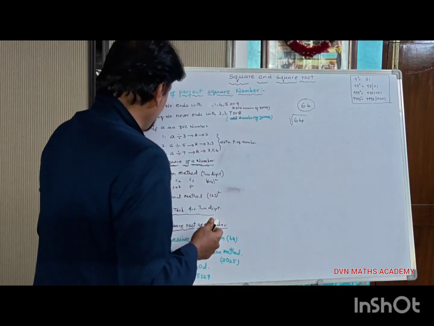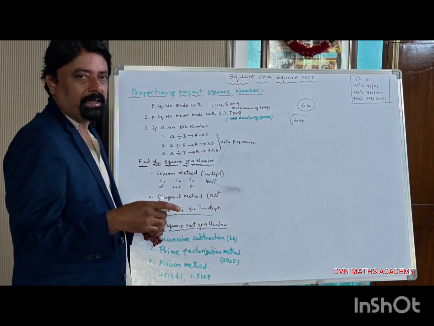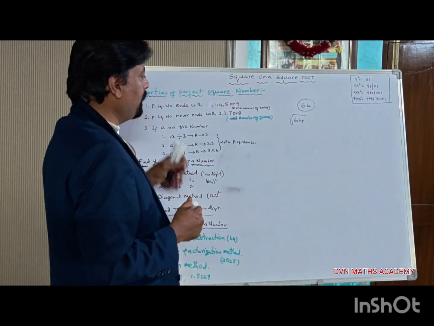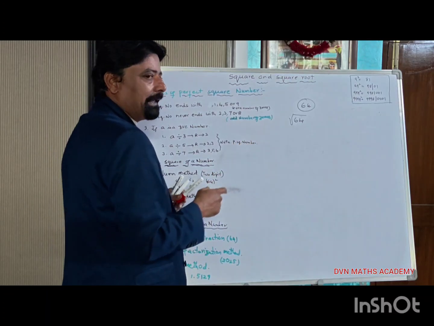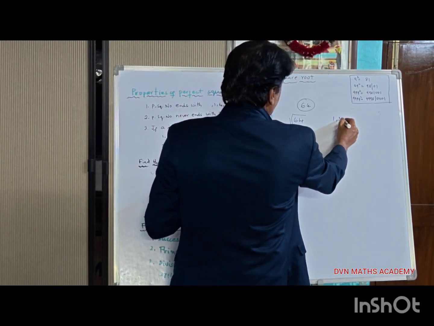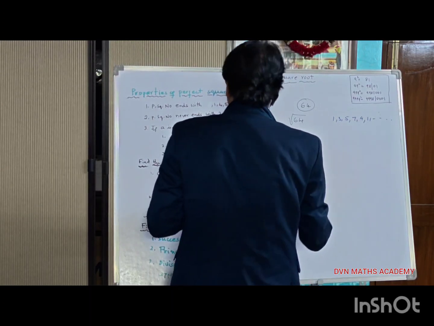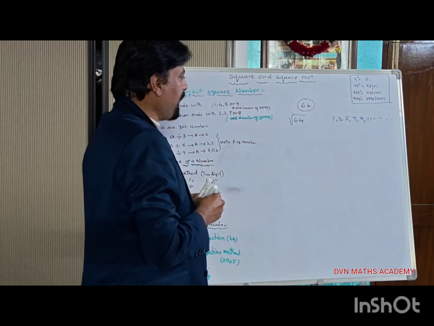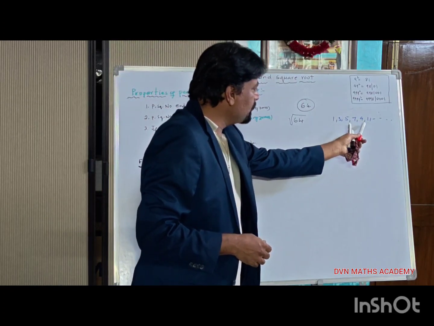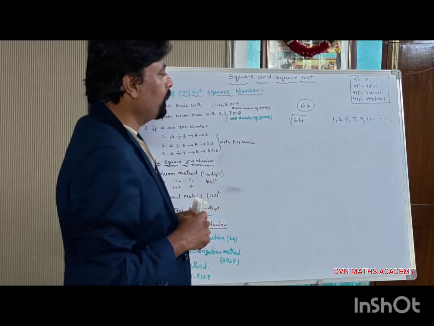So here I mentioned the first method is successive subtraction. What is successive subtraction? I will explain. Successive subtraction will take odd numbers. Odd numbers means 1, 3, 5, 7, 9, 11, these are the odd numbers. If you subtract these numbers successively, where you get 0, that is the square root of 64.